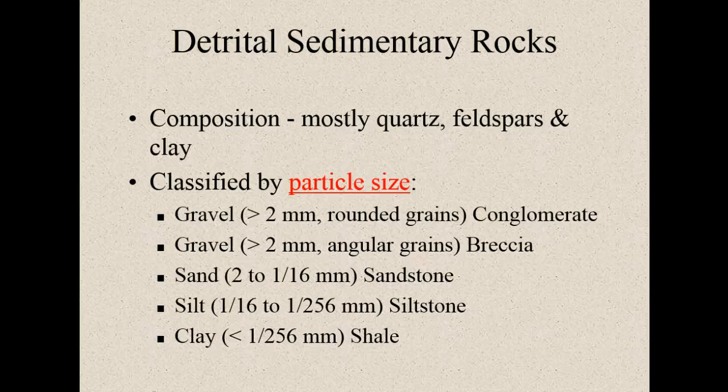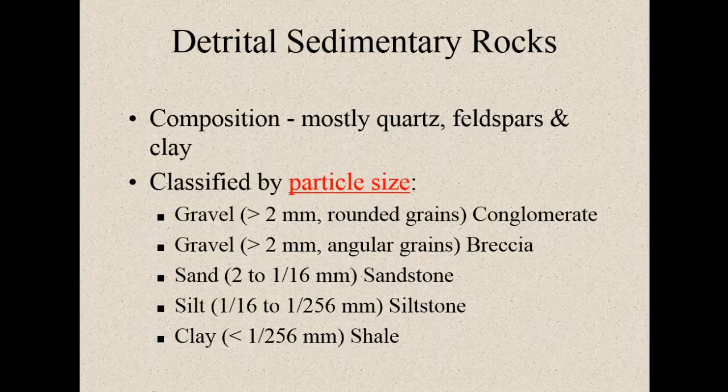If we look at the detrital sedimentary rocks, or clastic sedimentary rocks, these are composed mostly of things like quartz and feldspars and clays. We classify these based on their particle sizes, the grains that make up the rock itself. Not the size of the rock, but the grains within the rock. If the majority of grains within the rock are greater than 2 millimeters in size and rounded, we have a gravel. If they're rounded, it's a conglomerate. If we have a gravel with greater than 2 millimeter angular grain sizes, then it's called a breccia.